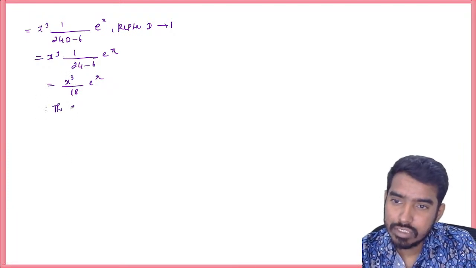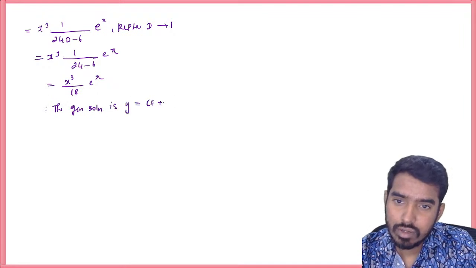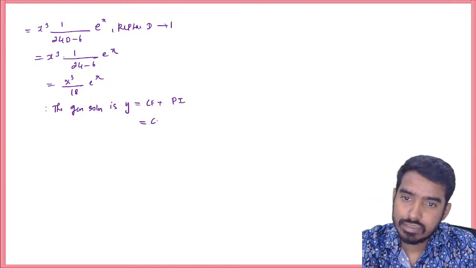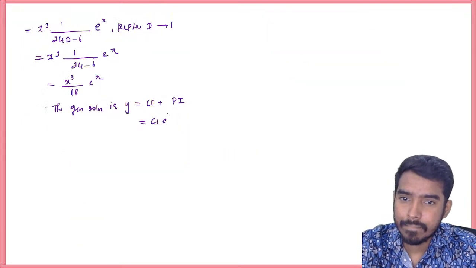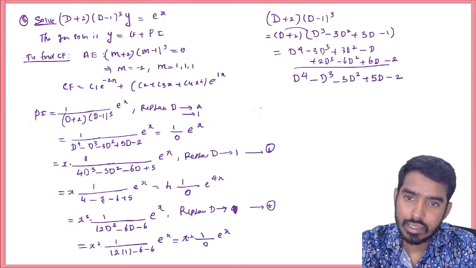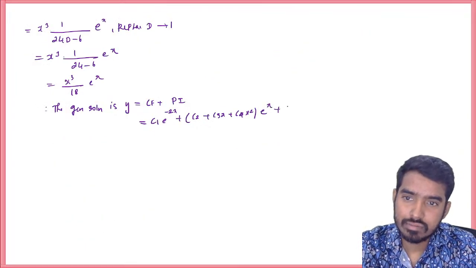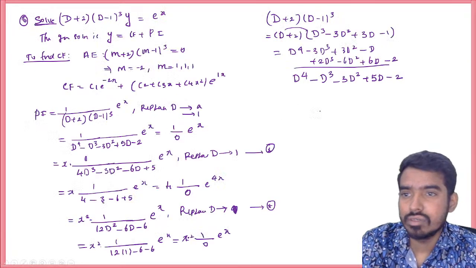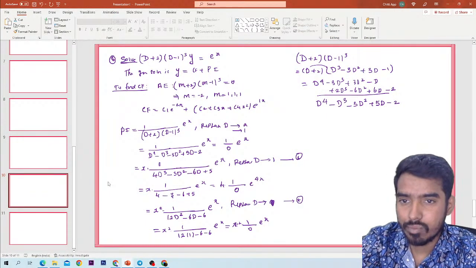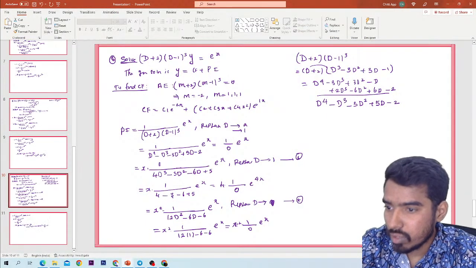Therefore the general solution is equal to complementary function plus particular integral. CF is c1 e power minus 2x, plus (c2 plus c3x plus c4x square) e power x, plus x cube by 18 e power x. So we have solved 6 problems in type 1, right? We will continue solving problems on type 1. Is there any doubt up to now?